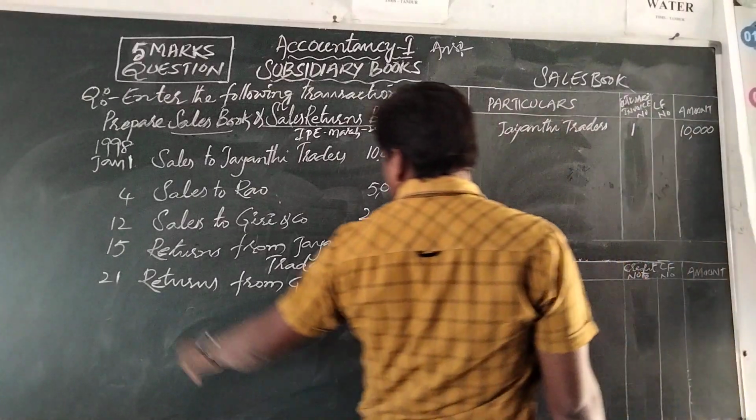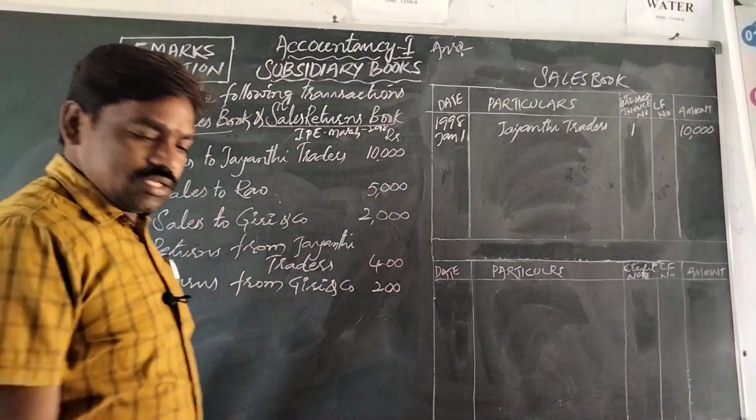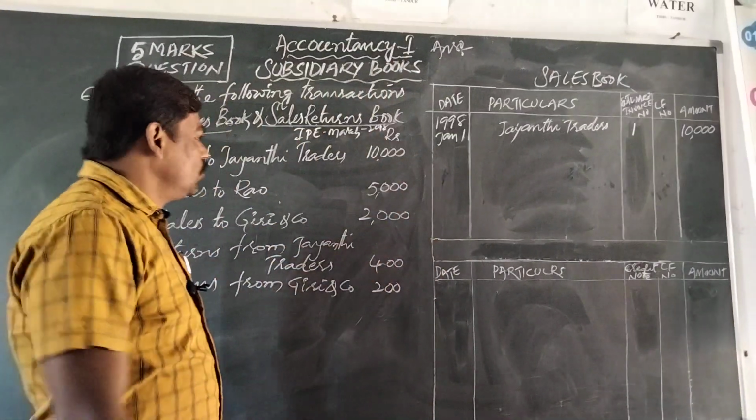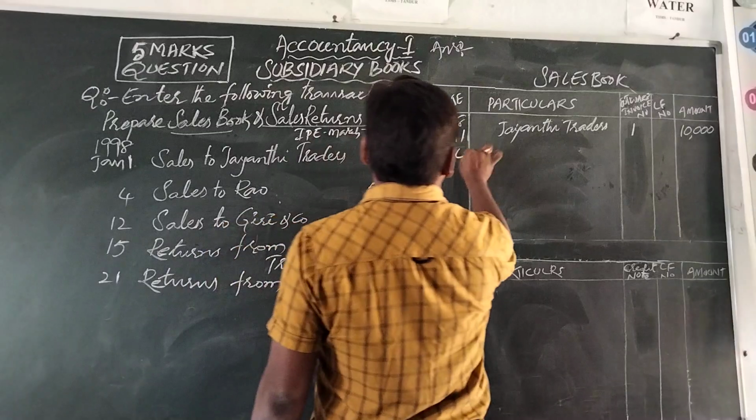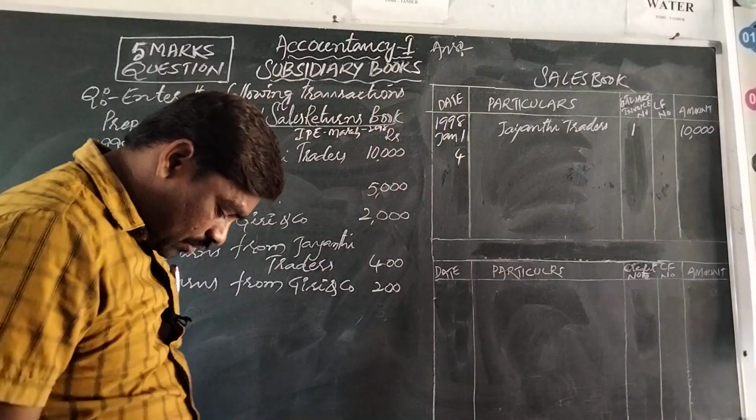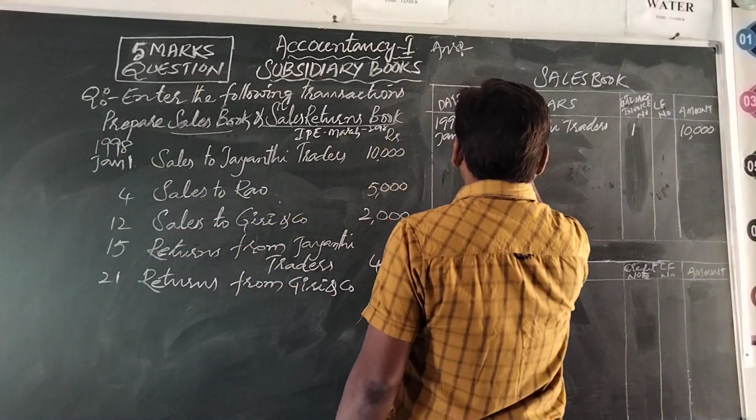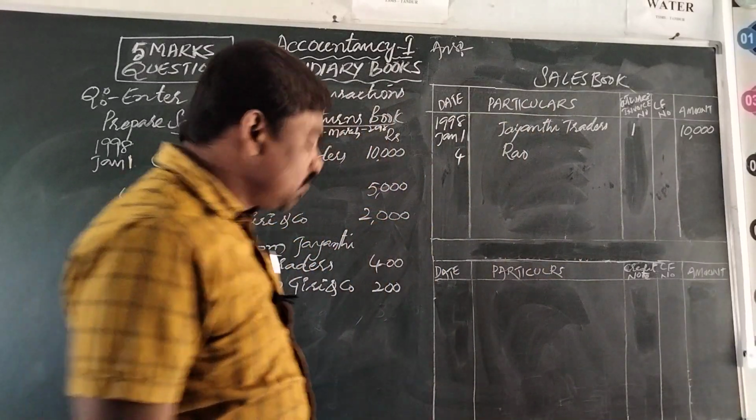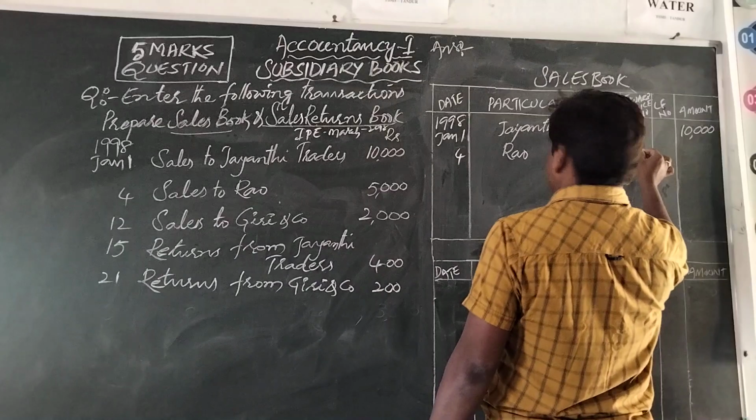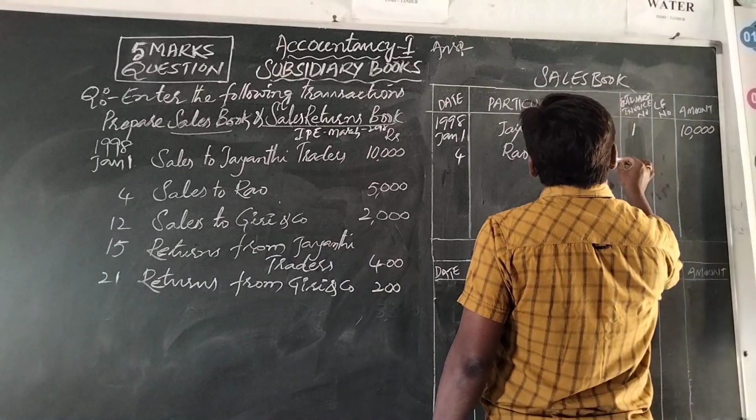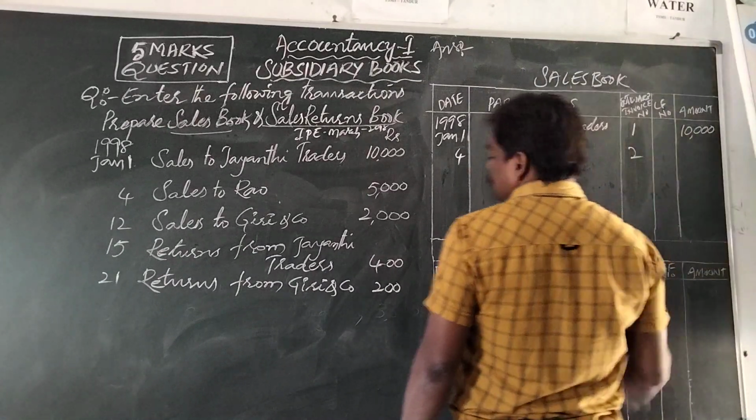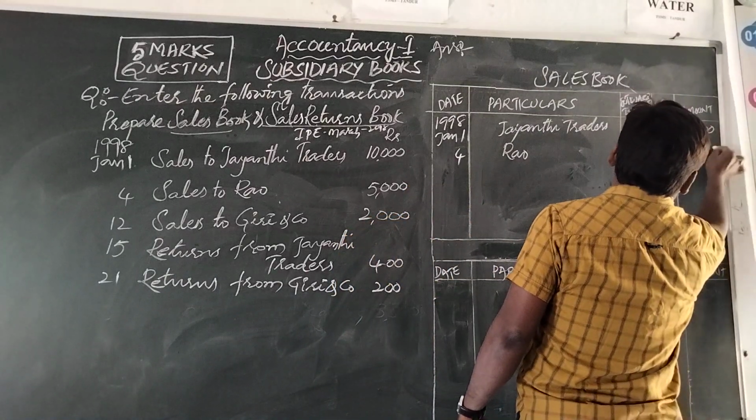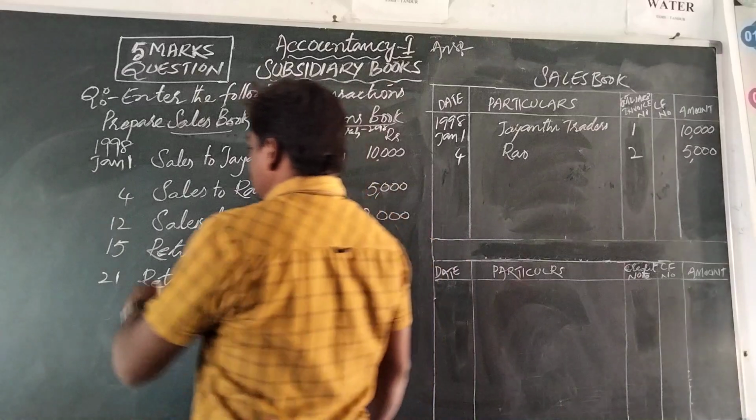And come to the second transaction, that is sales to Rao. It is also a credit transaction. It comes in the sales book. Go to take in the sales book, date January 4th. Write the name of the person, that is Mr. Rao, and the outward invoice number, imaginary invoice number, assumed outward invoice number, that is 2. Here amount of rupees 5,000.